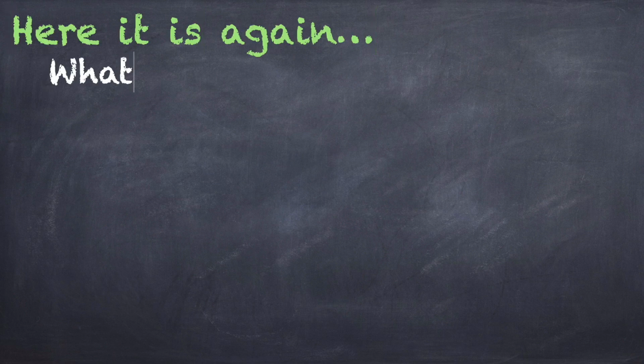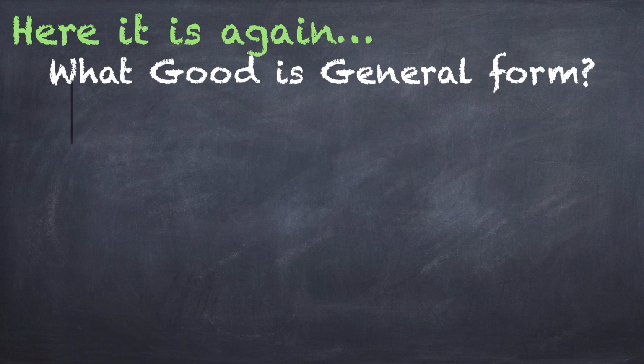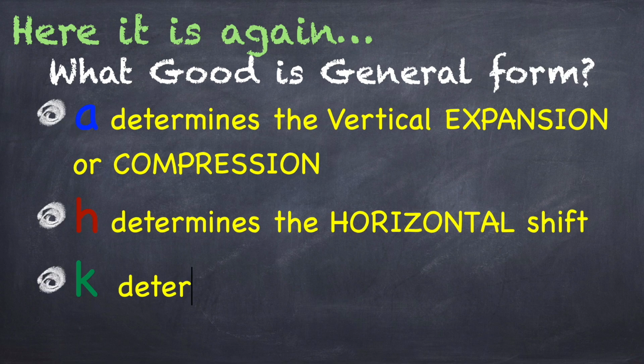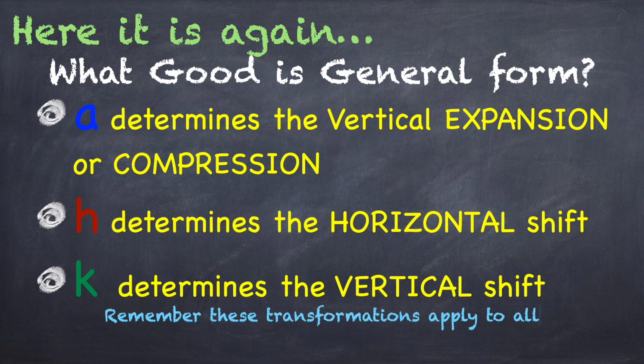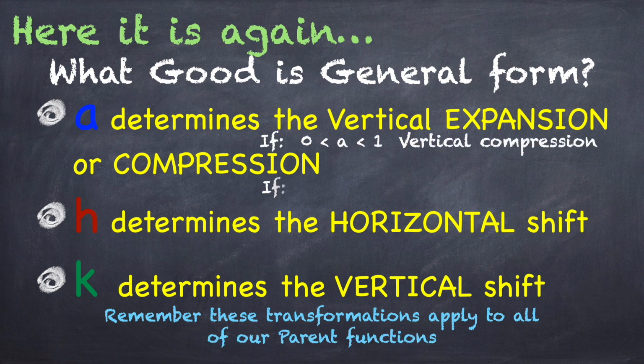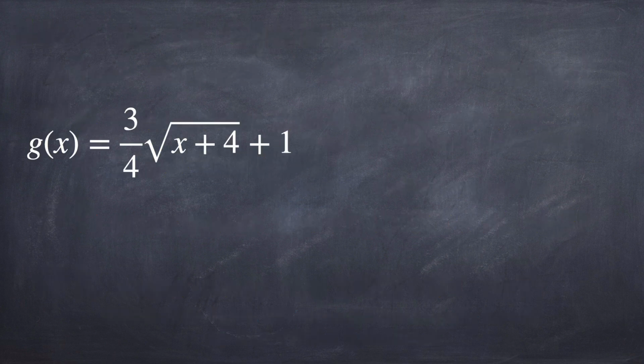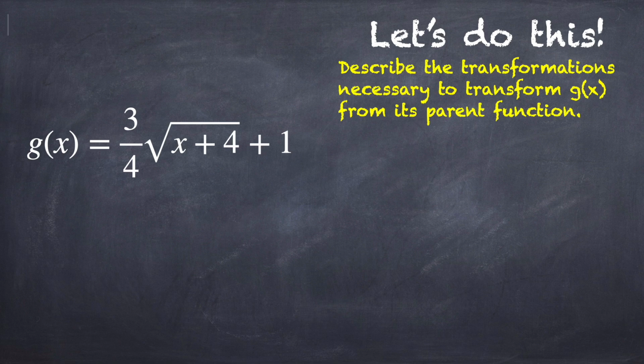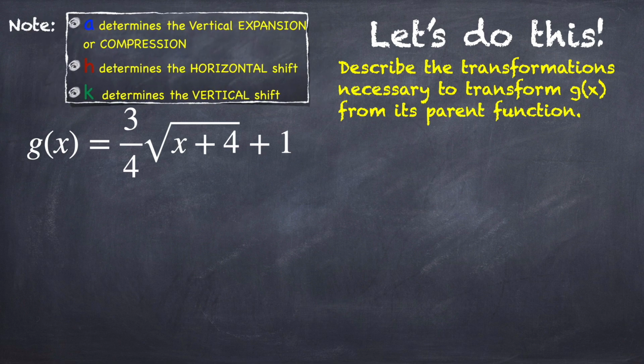Here it is again. What good is general form? A determines our vertical expansion or compression. H determines the horizontal shift. K determines your vertical shift. And remember that applies to all of them. So we're going to do another one. We're going to do this one. And I put over there a note: determine your vertical expansion or compression, your horizontal or vertical shift.